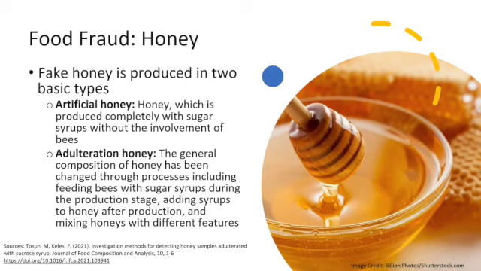Fake honey is produced in two basic types. One is artificial honey, which is produced completely with sugar or syrups without the involvement of bees. Another type is called adulterated honey. The general composition of the honey has been changed through different processes, for example, feeding bees with sugar or syrups during the production stage, adding syrups directly to honey after production, and or mixing honey with different features.